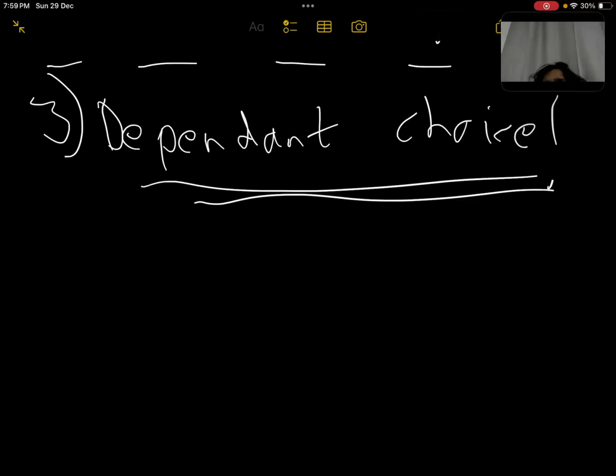You don't choose what you want directly. Look at the properties of A naught. What properties do we want? And on that basis, you choose something else randomly and choose A naught according to your needs.